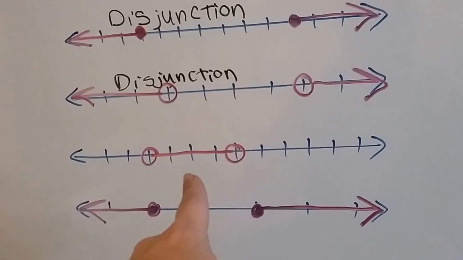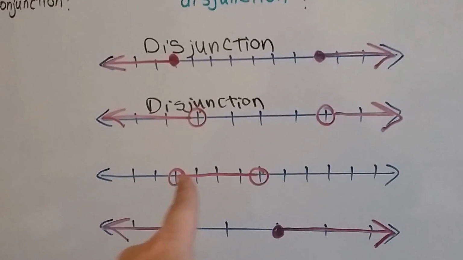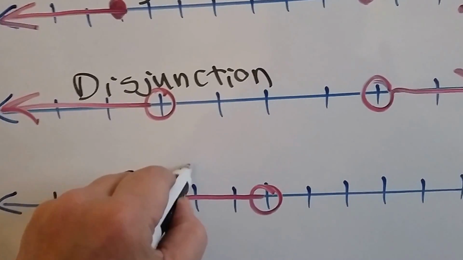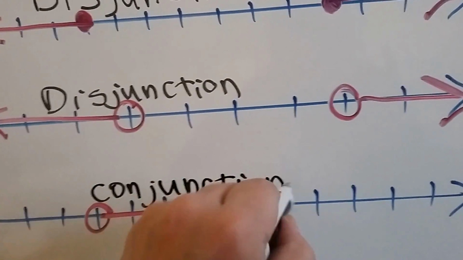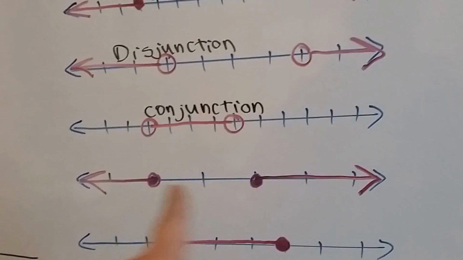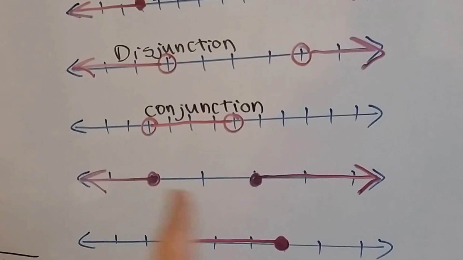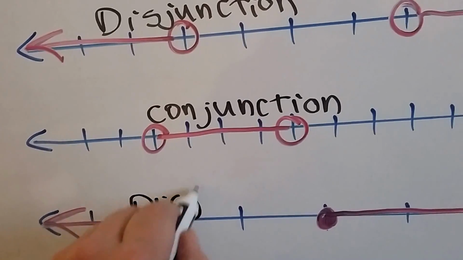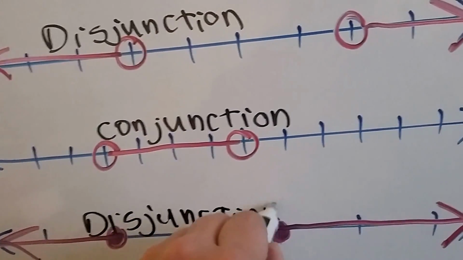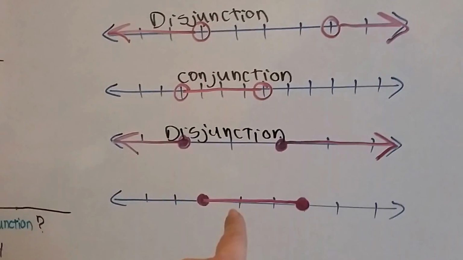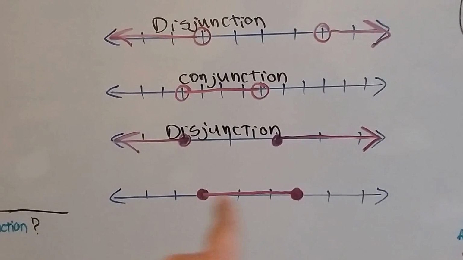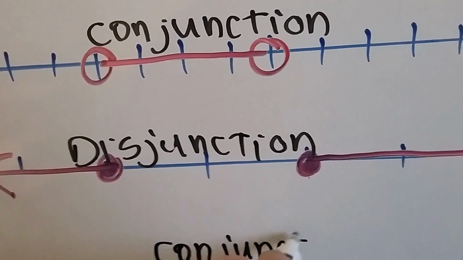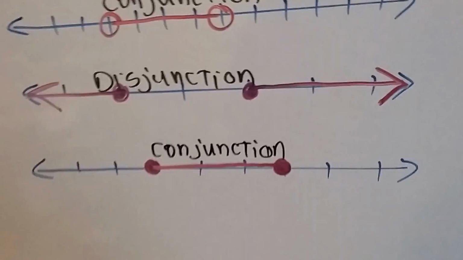What about this one? Is it a conjunction or a disjunction? There's only one section here, so that's a conjunction. Isn't this easy? How about this one? Is that a conjunction or a disjunction? It's got two sections of the number line, so that's a disjunction. Is this a conjunction or a disjunction? It's only got one section, so it's a conjunction, isn't it? Okay, let's continue our fun here.